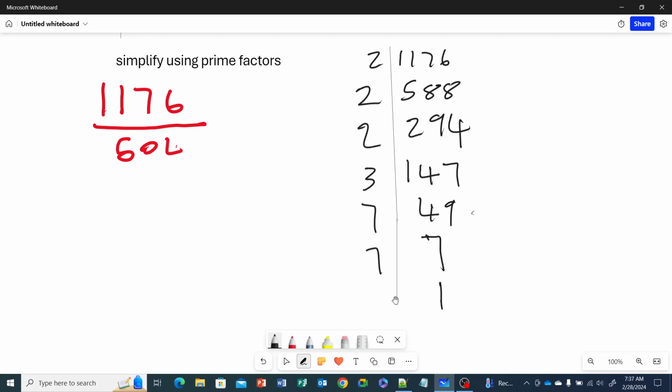Okay, so now those are the factors of 1176. Now let's go to 504. Okay, now we have 504.